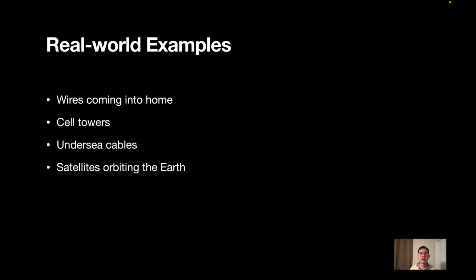Some real-world examples of the types of physical layer infrastructure that's deployed are the wires coming to your home, for example, deployed by your internet service provider. You have cell towers that are provided by cell phone providers. You have undersea cables that are deployed by companies looking to provide intercontinental traffic, and satellites orbiting the Earth.